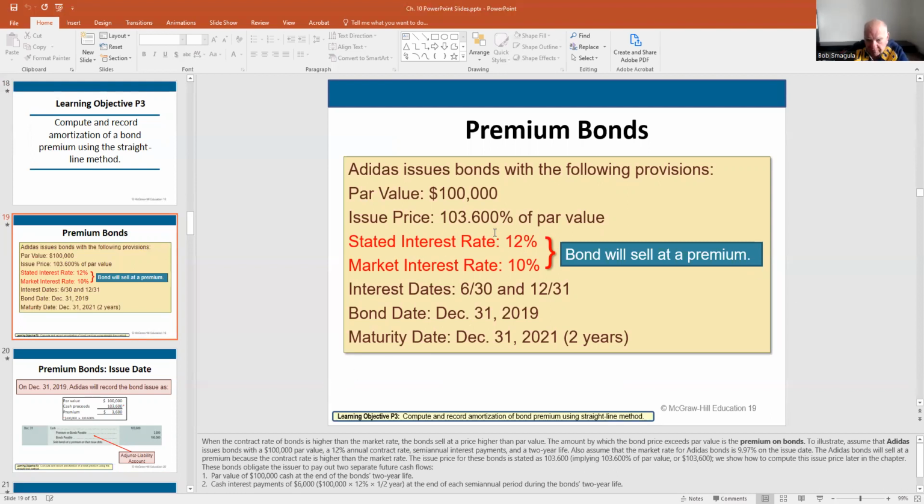How much did we receive? We received $103,600 because we're willing to pay 12% when the market rate is 10. The bond thus sells at a premium. And again, the bond date is 6/30 and 12/31. So now our stated interest rate, which was 8 before, is now 12.